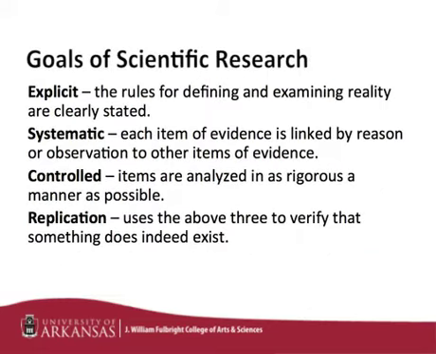So the goals of scientific research are, first of all, to be explicit. We want to define our rules and examine reality in a manner that's clearly stated. And we need to be systematic as well. In other words, each item of evidence is linked by reason or observation to other items of evidence. And it's controlled. These items are analyzed in as rigorous a manner as possible. And the greatest rigor that you can apply is that of replication. Use the three goals of explicitness, systematic approach, and controlled approaches to verify that something does exist by trying this out someplace else or at some other time.